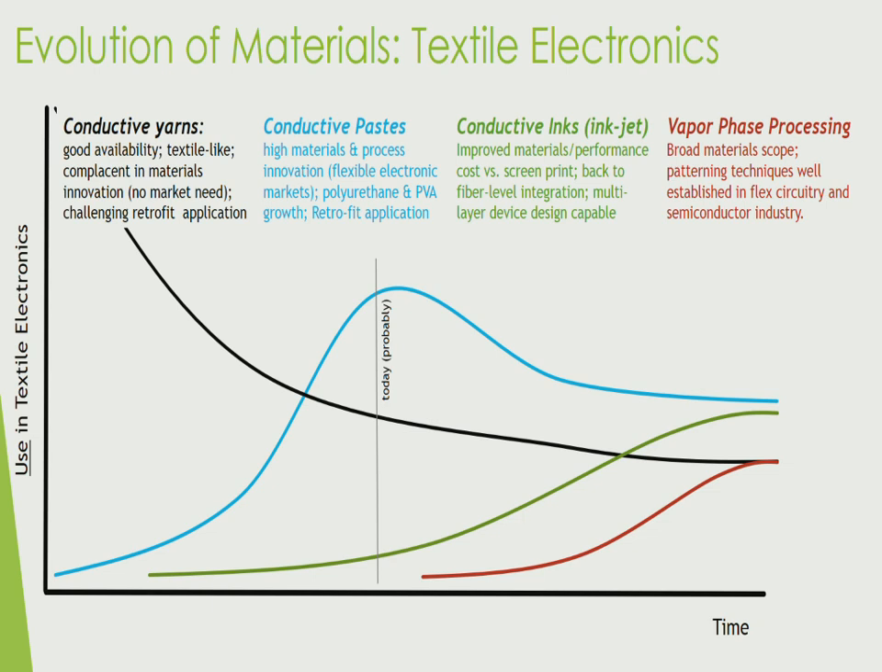So this is my personal opinion slide about where the use of materials are in textile electronics. And so you can see the conductive yarns. This is time down here. This is about where we're at today. So conductive yarns have been losing favor in replace of the conductive paste.